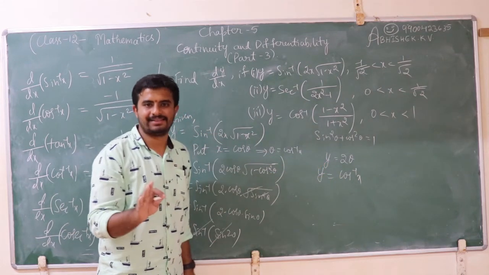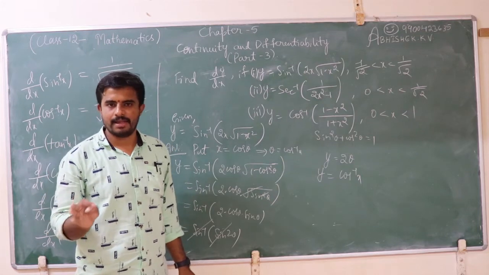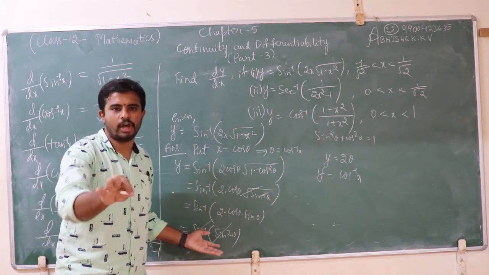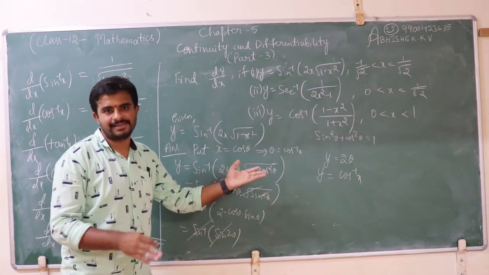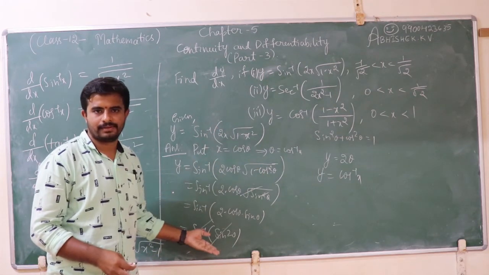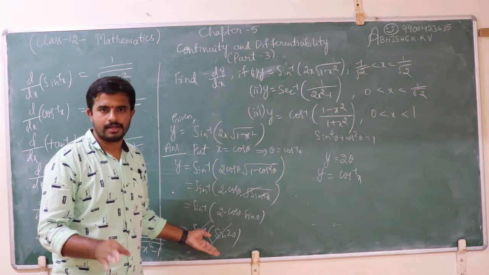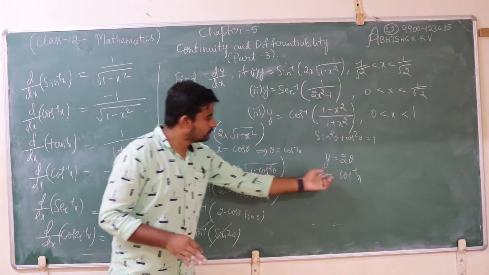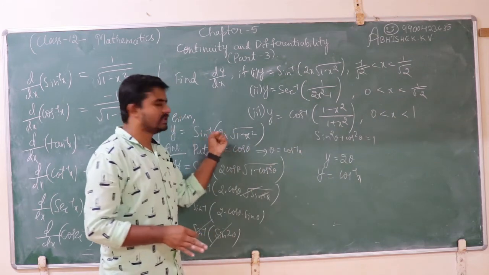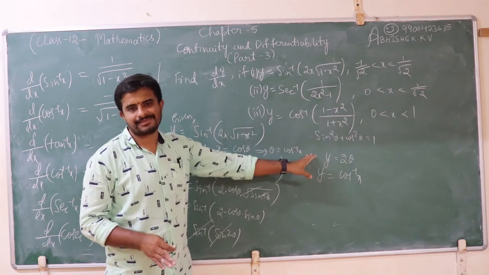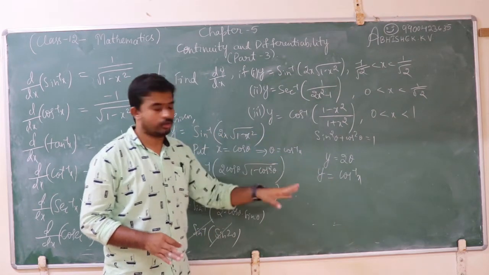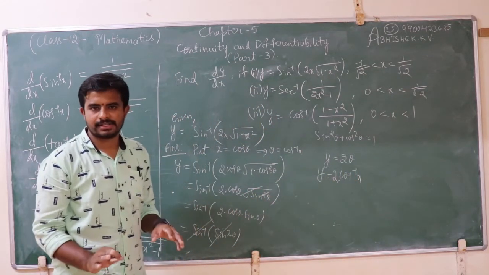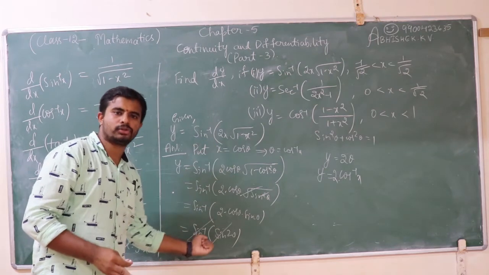You should know the result from inverse trigonometry. There is no need to write all this. If you have any doubts regarding the results, then go through these steps. If you know the result, directly write sin inverse of 2x into square root of 1 minus x square is 2 cos inverse x. If you don't know the procedure, then go through this.